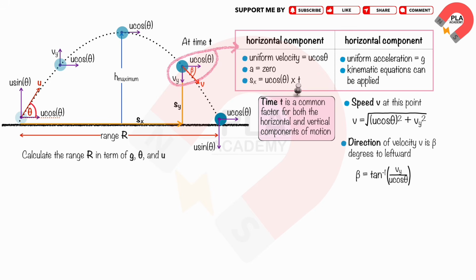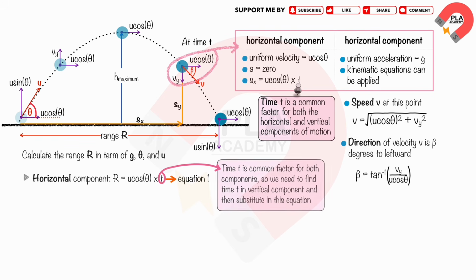In the horizontal component, we get r equals u cos theta times t. Let's call this the first equation. The time, t, is the same for both components, so we need to find t in the vertical component and then put it into the first equation. In the vertical component, the displacement, s, is 0, the initial velocity, u, is u sine theta, upward, the acceleration, a, is negative g downward, and the time equals t.